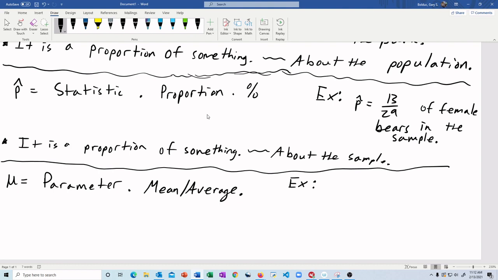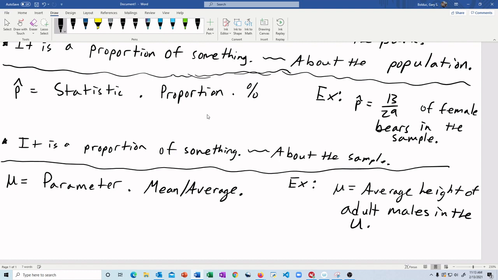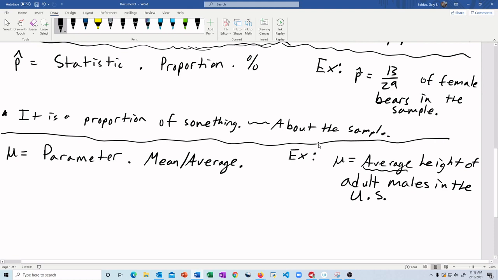We might be interested in mu, the average height of adult males in the US. Talked a little bit about this. This is an example you could use. Again, look, I'm talking average. That's important. You got to have that. And then I'm talking about the big group, the population. So a little note you could make.